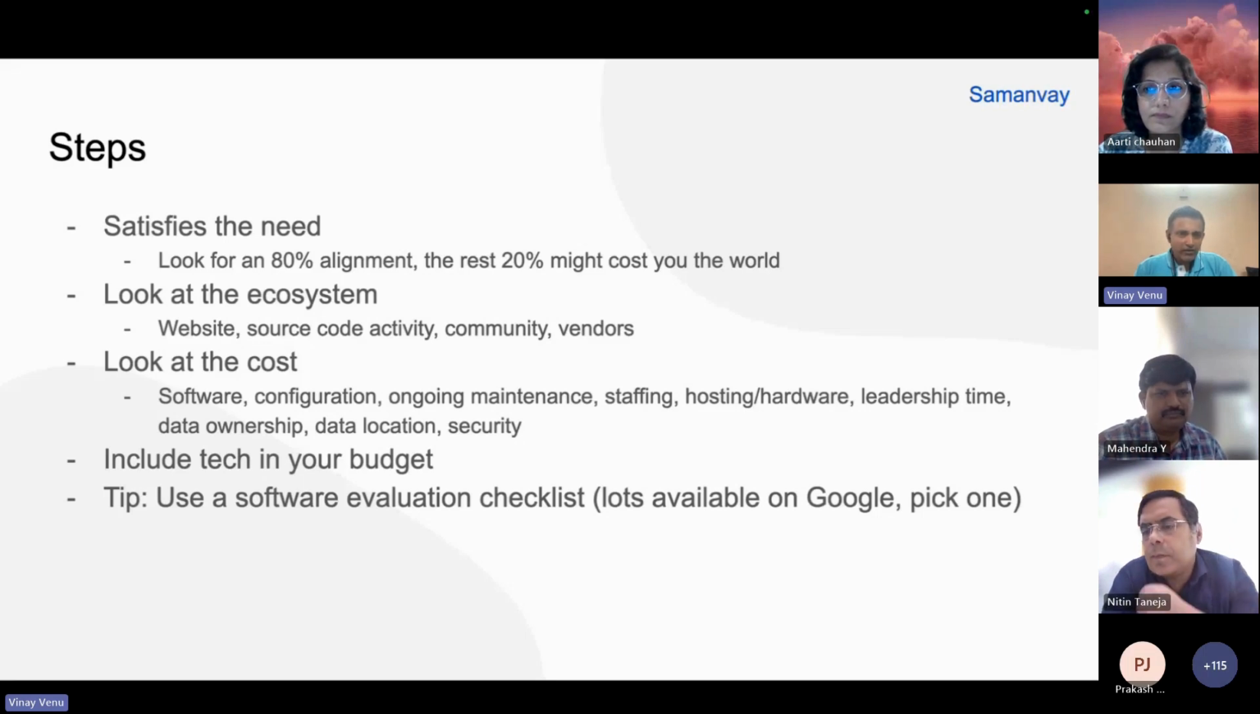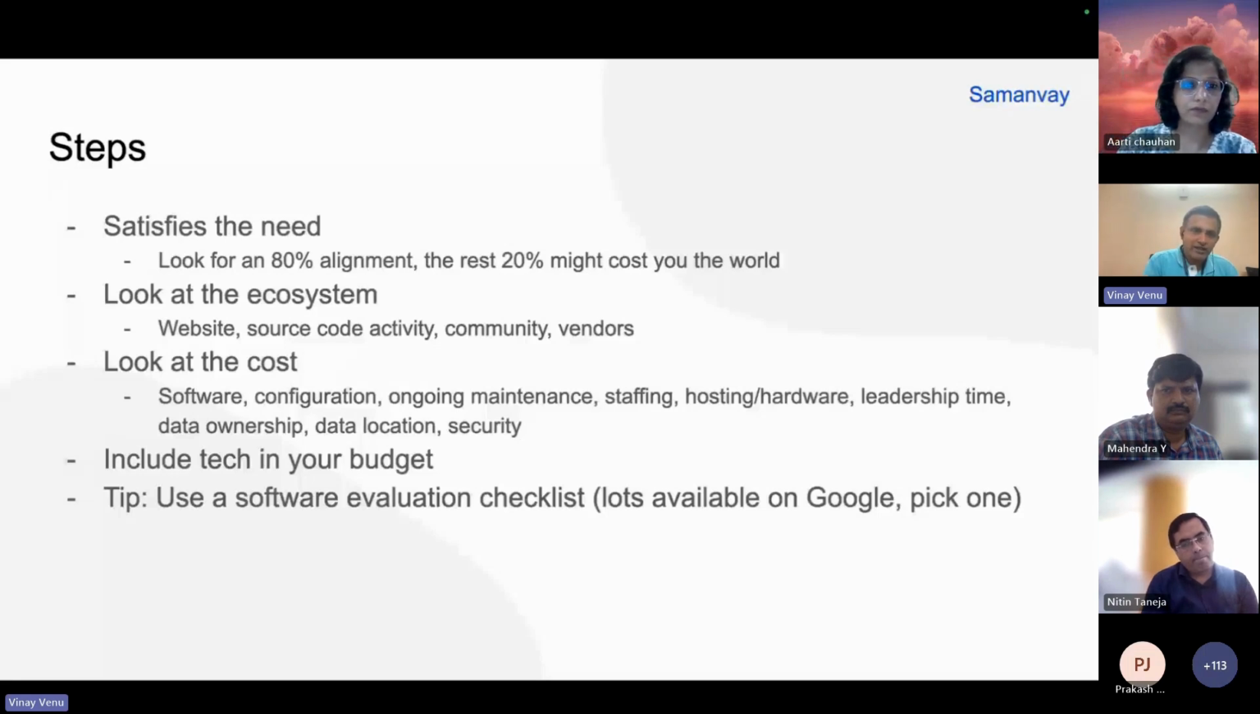So when you look at products, always look for an 80% alignment, because what happens is if you look at your needs and all your must-have needs are solved, then for the rest of it, there are some cases where you might need a workaround. But if you want to get the entire 100%, usually it doesn't work. And if you want to build that 20%, it will cost you a lot more than what you would get for that 80%. So look at your needs very carefully.